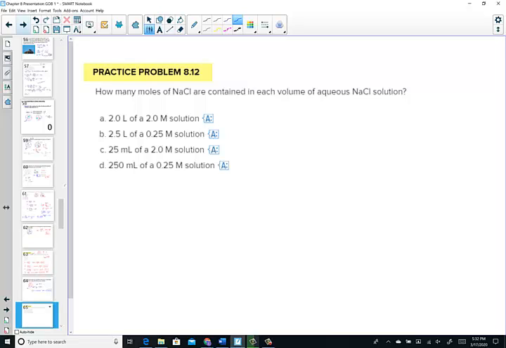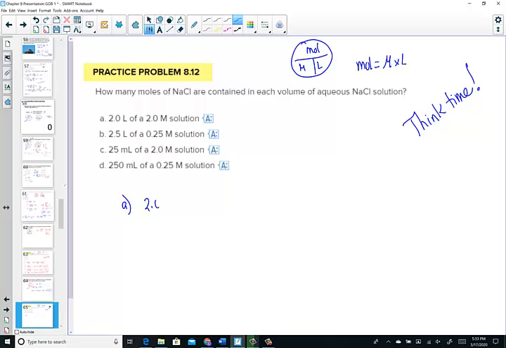How many moles of table salt are contained in each volume of aqueous sodium chloride? Pause your video, give yourself some think time. Come back to me when ready. Welcome back, letter A. Remember our story problem here. We want to know moles, so we know it's molarity times liter. Not milliliter, but liter. 2 liters times 2 molar will give us 4 moles. I should write that as 4.0 moles to have 2 sig figs.